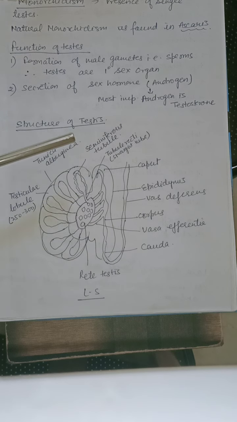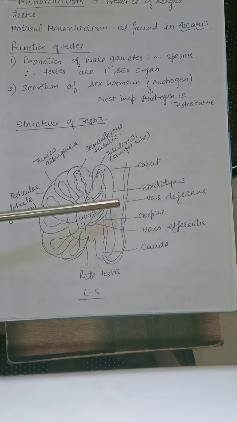They merge into the epididymis. Epididymis has 3 portions: caput, corpus and cauda. This epididymis then ascends into the abdomen and forms the vas deferens. So this is the structure of the testis.